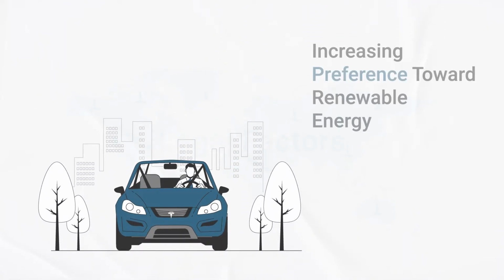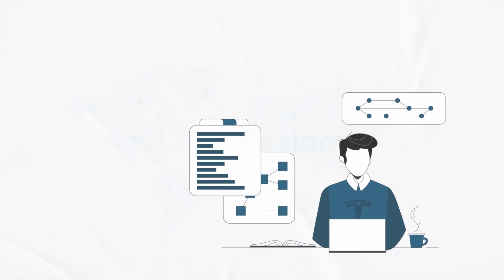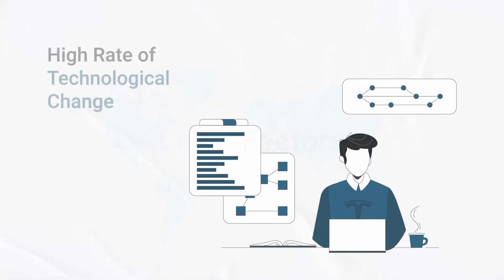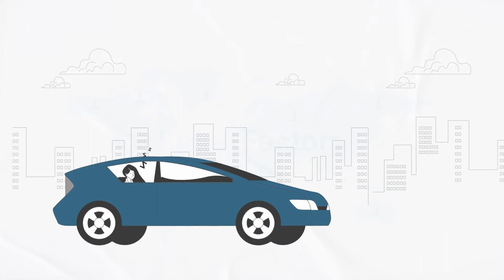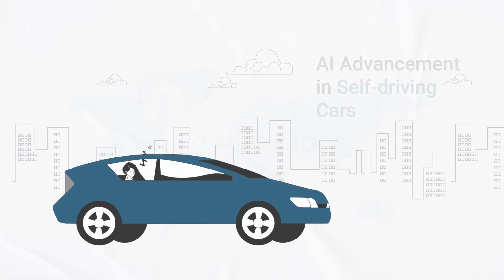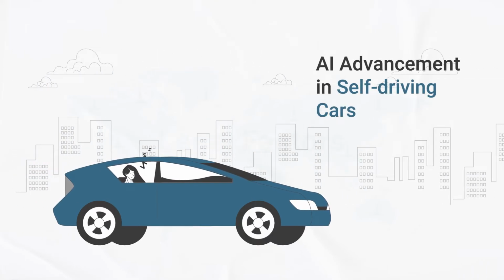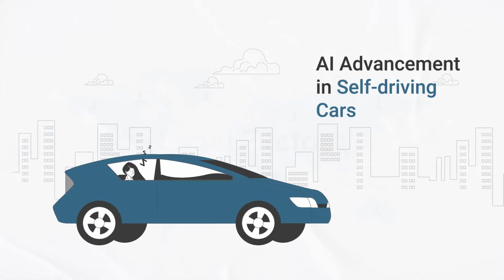Society is looking to opt for eco-friendly ways, increasing preference toward renewable energy. The advancement of the Tesla automotive and energy solutions business depends on available technologies. The external technological factors that are significant in Tesla Incorporated's automotive business are as follows: high rate of technological change, AI advancement in self-driving cars.